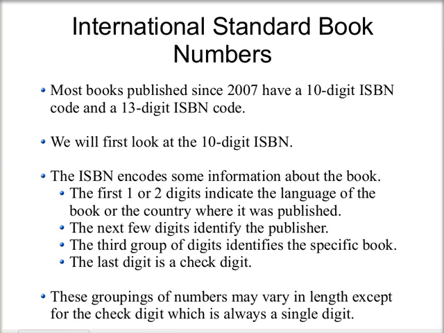The first 1 or 2 digits are going to indicate the language of the book or the country where the book was published. The next few digits will identify the publisher, and the third group of digits will identify the specific book. And then finally we'll have a single digit at the end, which is a check digit. So these groupings of numbers that identify the publisher, the specific book, and the language or country will vary in length. But the check digit is always going to be just 1 digit.